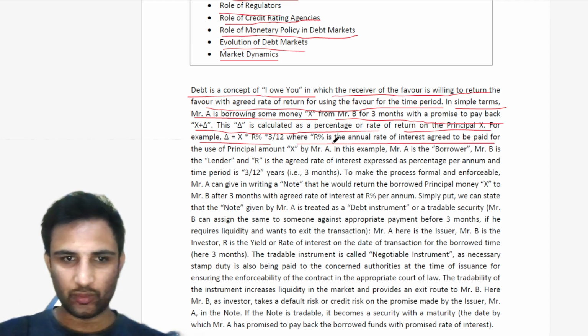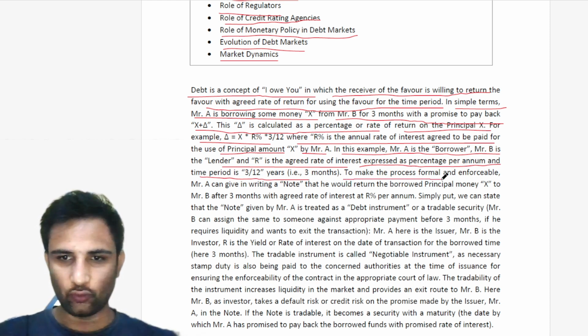where R percent is the annual rate of interest agreed to be paid for the use of principal amount X by Mr. A. In this example, Mr. A is the borrower, Mr. B is the lender, and R is the agreed rate of interest expressed as percentage per annum, and time period is 3 upon 12 years, that is 3 months.